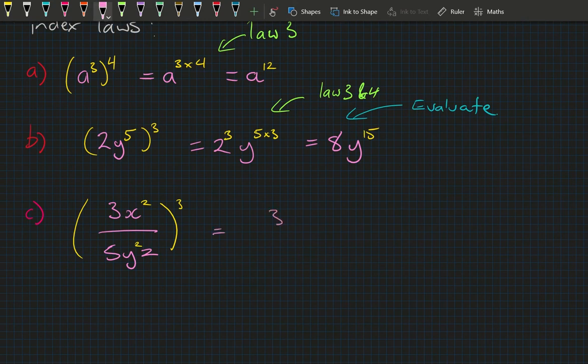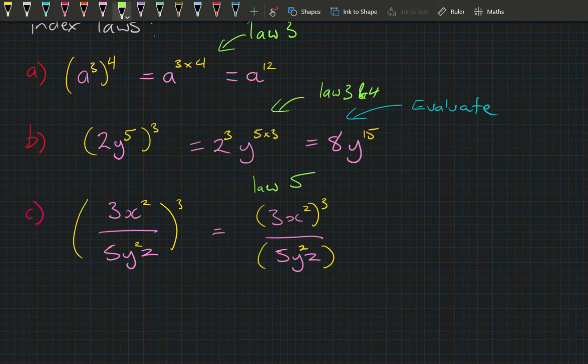So by law 5, that means we raise the numerator to the power of 3 and then the denominator to the power of 3. Just like we did in part B, we're going to use laws 3 and 4, but this time we're going to use it for both the numerator and the denominator. So that makes the numerator 3 cubed times x to the 6. I hope you're fine with me skipping writing out the actual multiplication of the indices now. And the denominator is going to be 5 cubed times y to the 6 times z cubed.